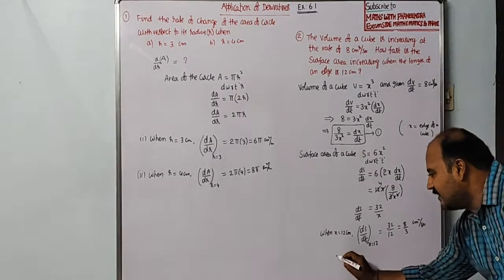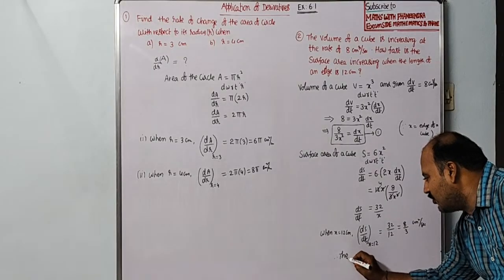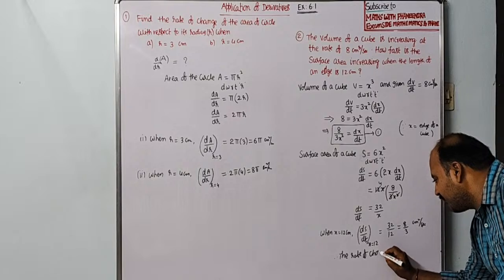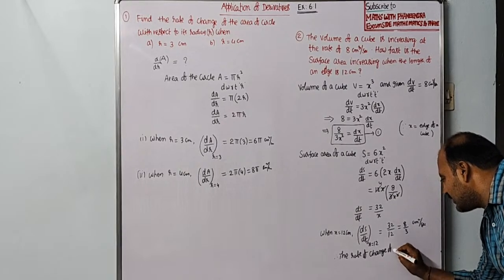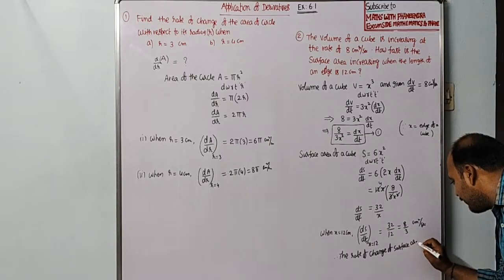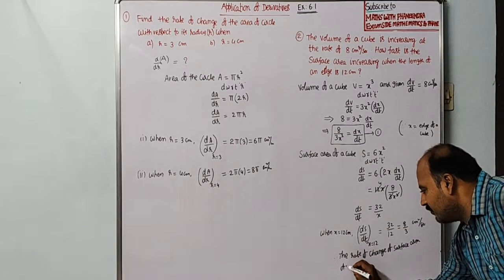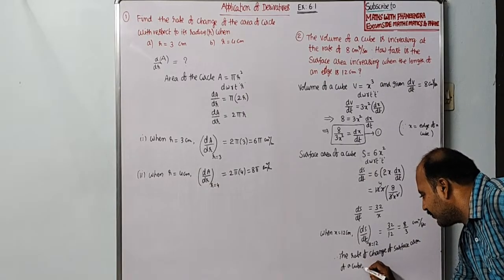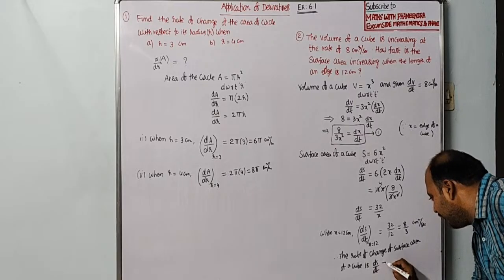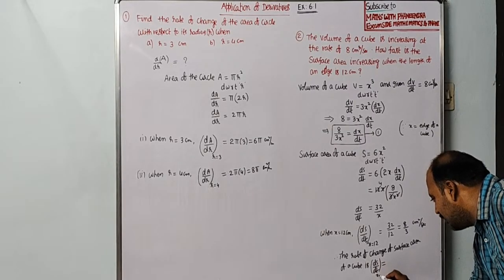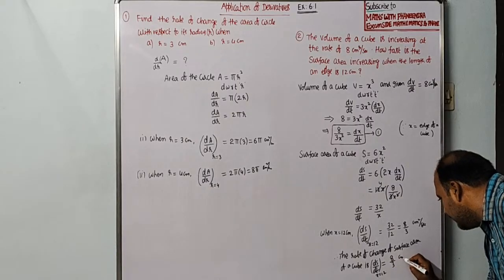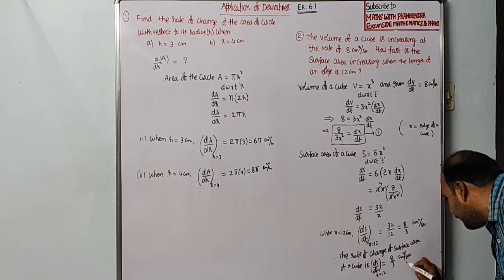So therefore dS by dt, the rate of change of surface area of a cube, when x is equal to 12 is 8 by 3 centimeters square per second.